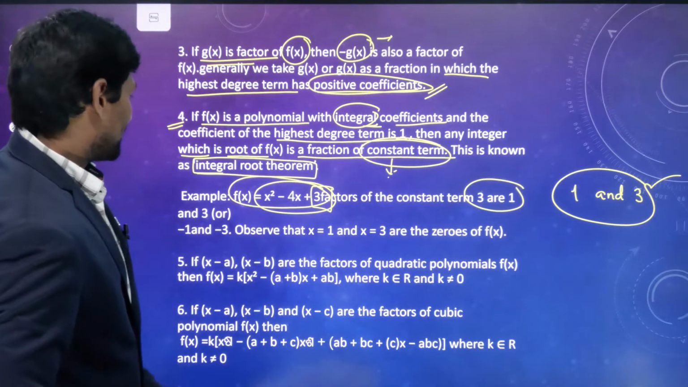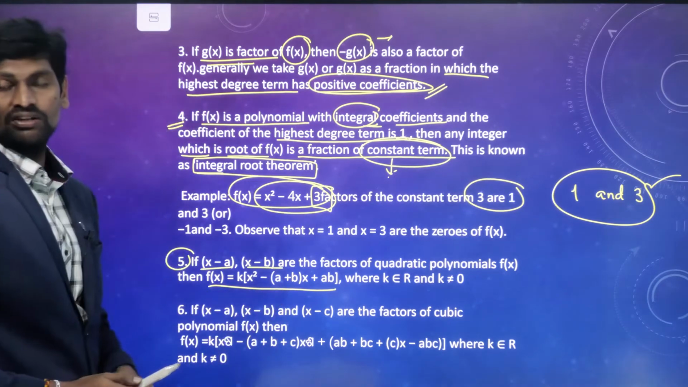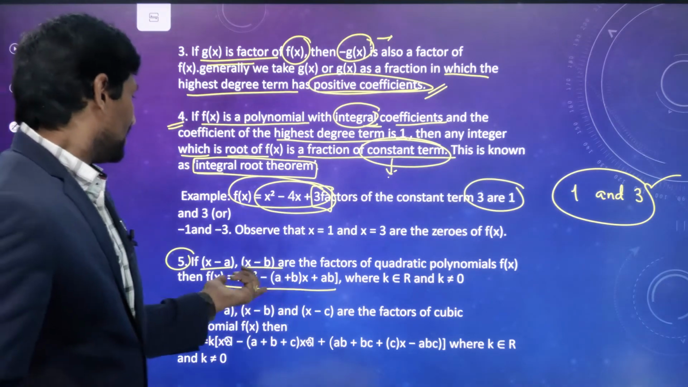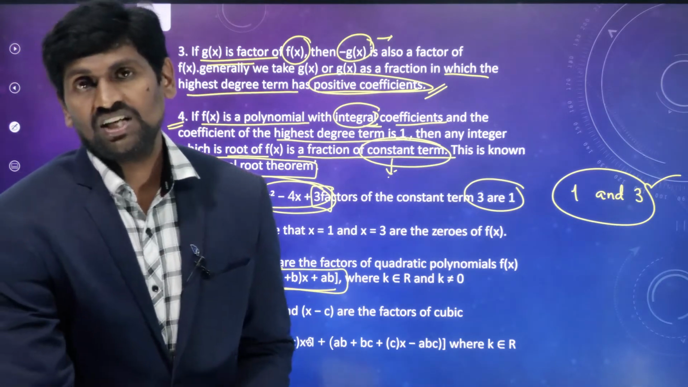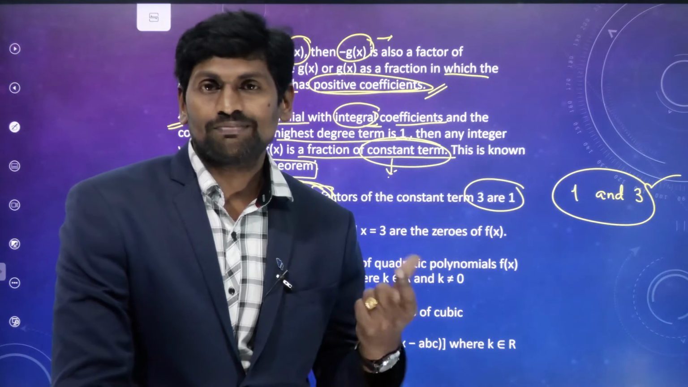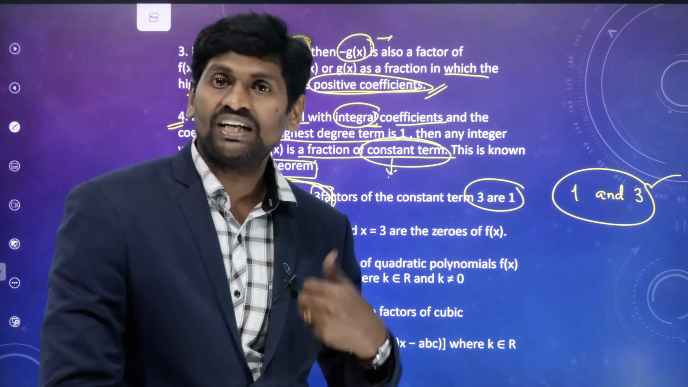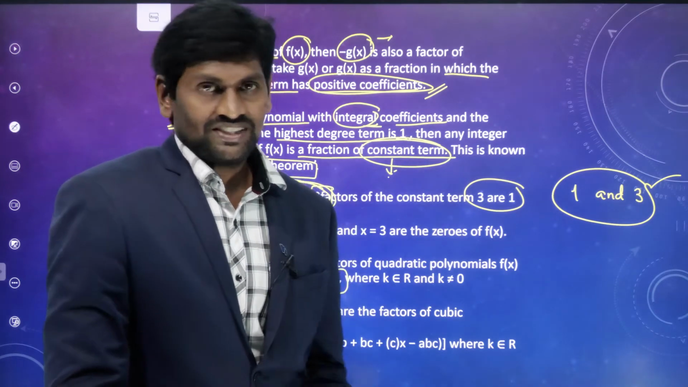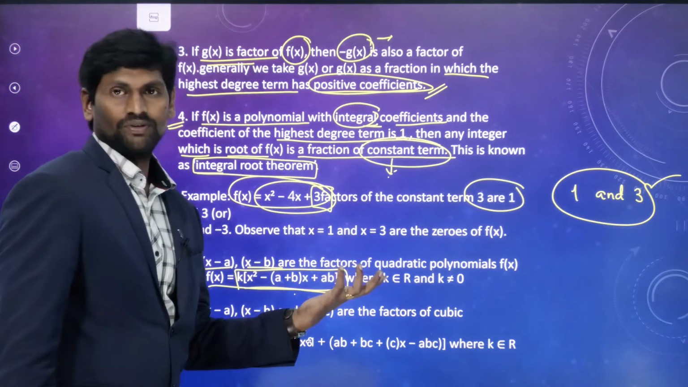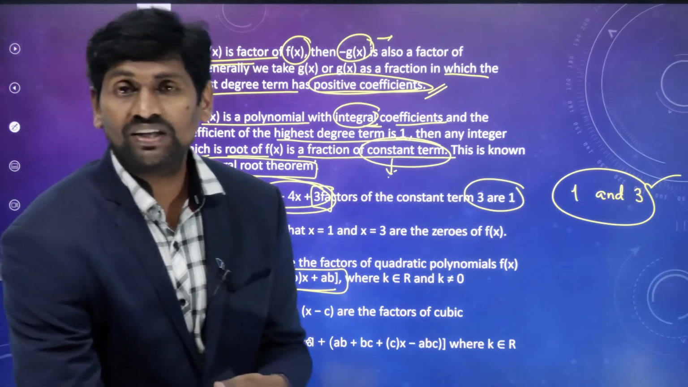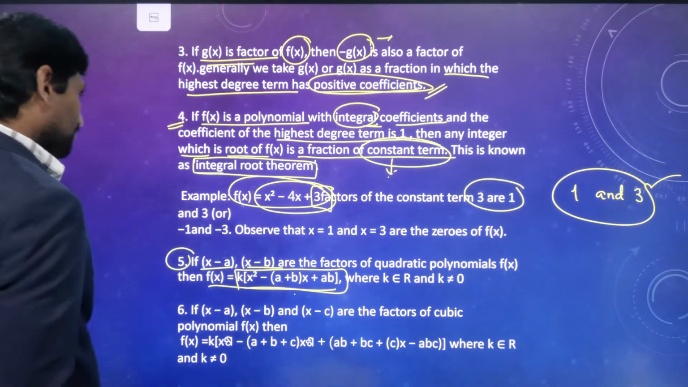Okay. Next, the fifth one: x minus a, x minus b are the factors of a quadratic polynomial. Initially, in the quadratic equation chapter, we discussed that if alpha and beta are the two roots, x minus alpha and x minus beta are the factors of the polynomial. From that we can derive the quadratic equation. In the same way, the derivation is given here: x square minus (a plus b) into x plus ab. So from this, sum of roots is minus b by a, product of roots is c by a, as we discussed in our earlier classes.